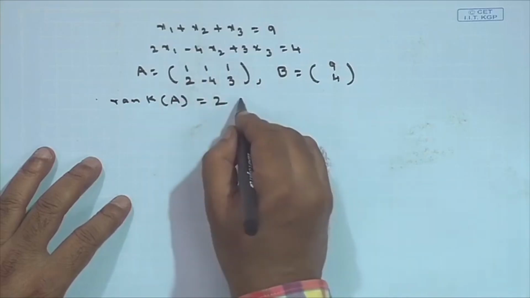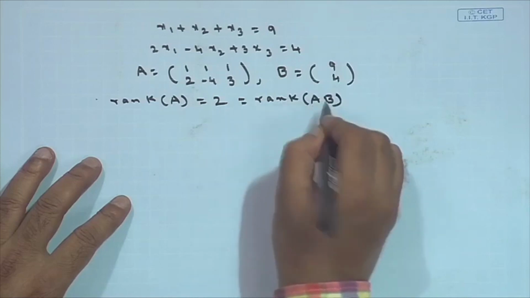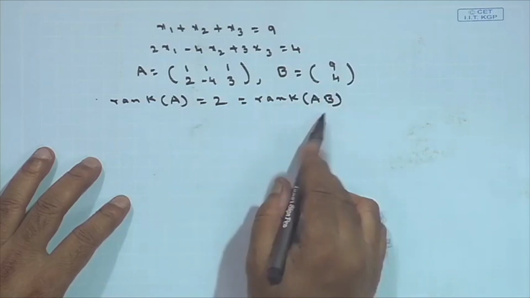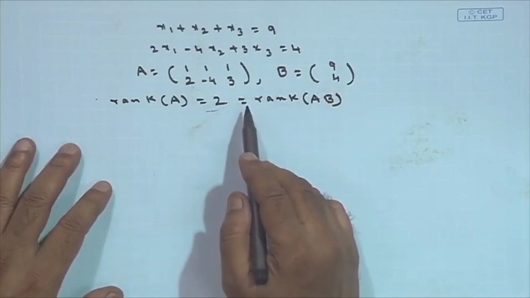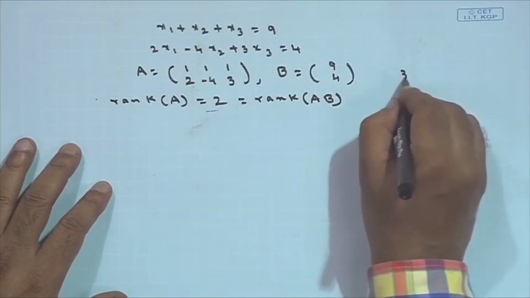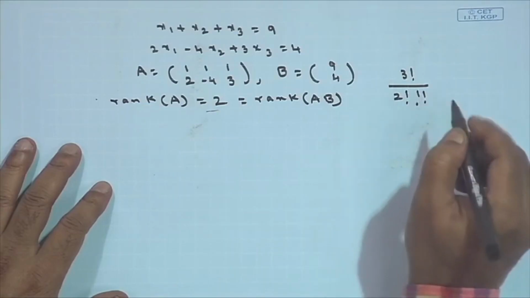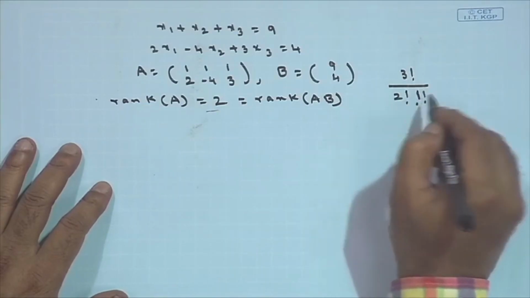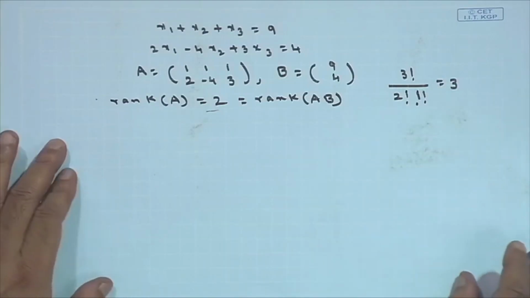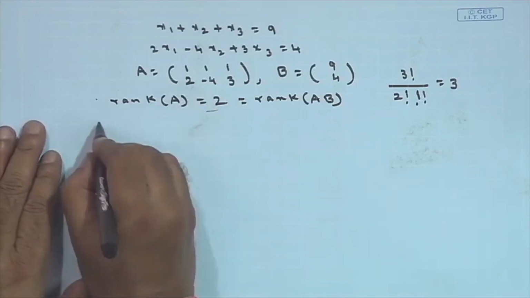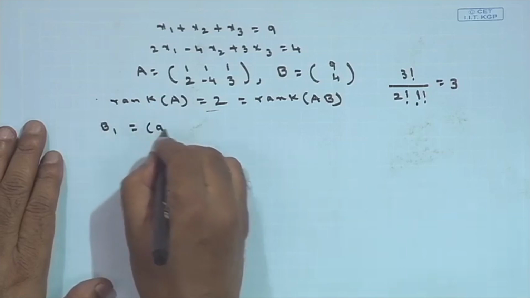So the rank of A equals the rank of the augmented matrix (A b), which equals 2. The number of basic solutions here will be 3 factorial divided by 2 factorial times 1 factorial, whose value will be 3. So what can be the possible basic solutions? From here I can write down the possible basic solutions like this. One can be A1, A2.